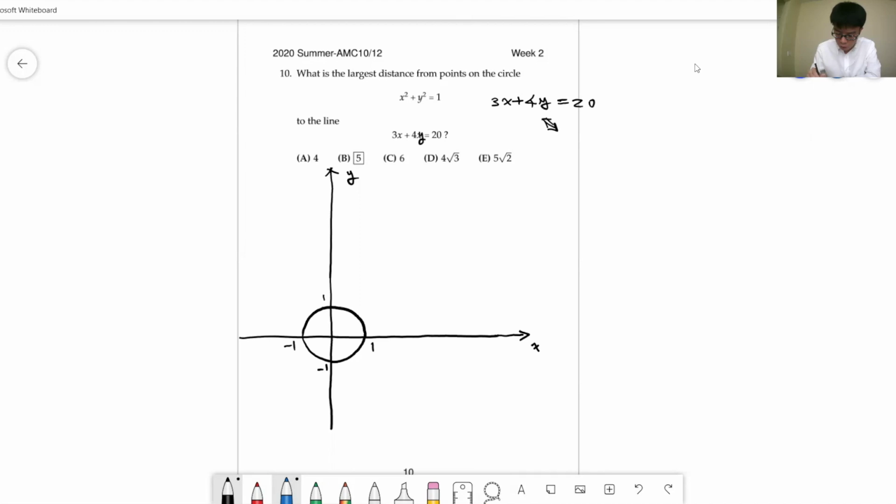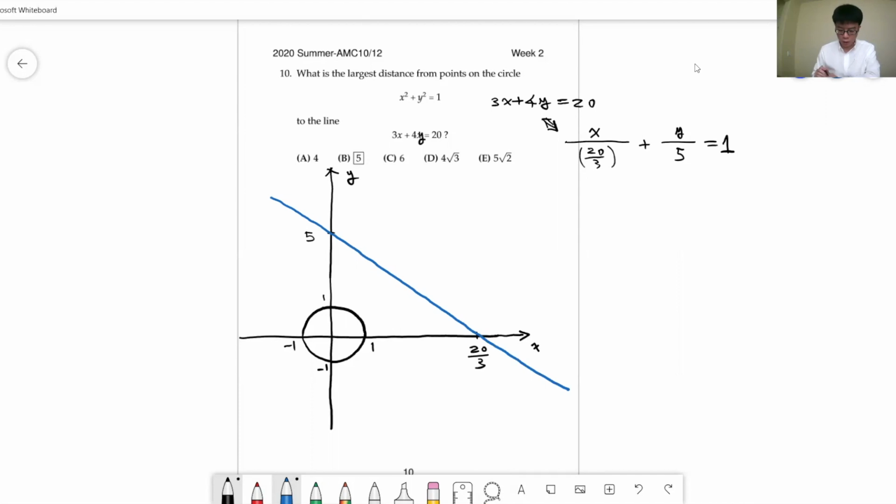This is equivalent to x over 20/3 plus y over 5 equals 1. These two numbers give us the intercepts. The number under x is the x-intercept, so it's here, 20 over 3. And the number under y is the y-intercept, so 5. Let me use blue color. This is the straight line.